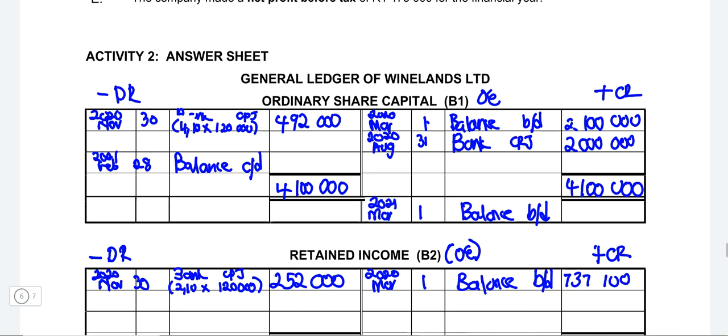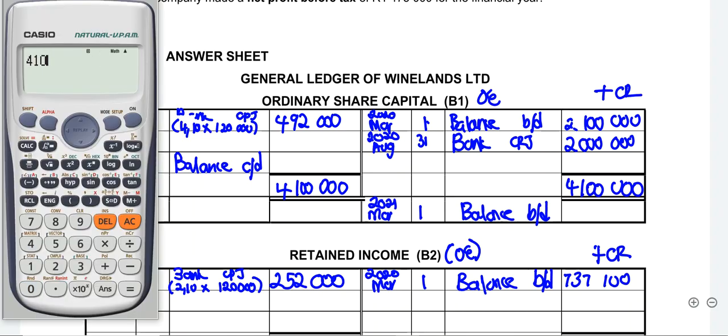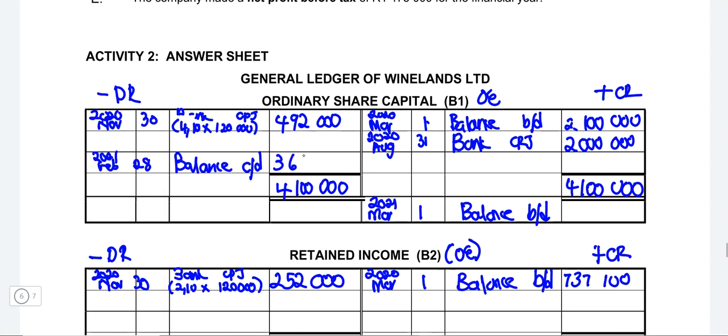Then let's see, if we say 4,100,000 minus 492,000, it leaves us with 3,608,000. So that 3,608,000 will come here. Then we also have 3,608,000 on the other side.